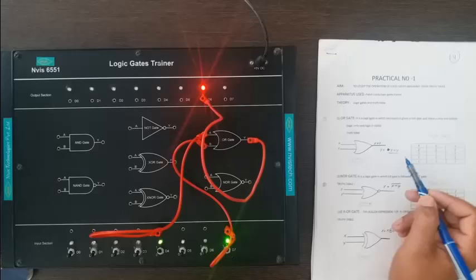Next one is your XOR gate. These two gates, XOR gate and XNOR gate, are also called special purpose gates. First input, second input, and output to the output terminal.